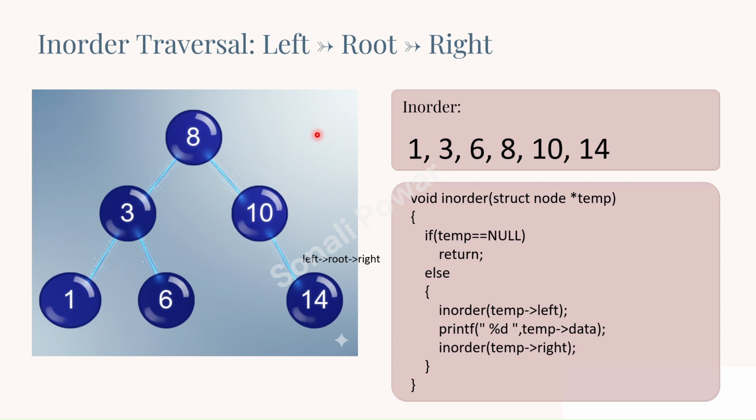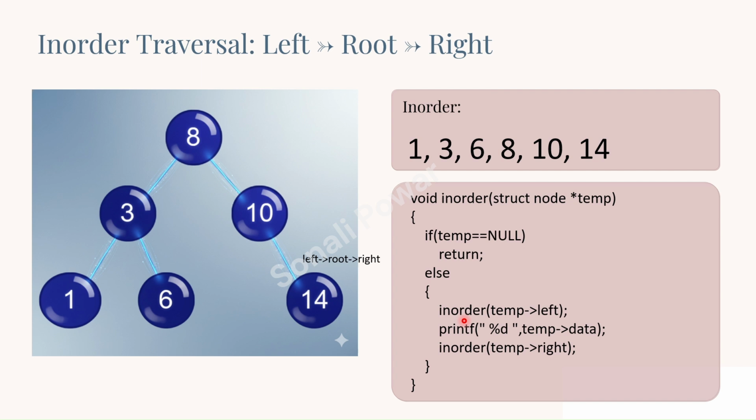Now how can I implement this in-order traversal in the C language? Same as how we have implemented the pre-order with the help of a recursive function. Initially you have to pass the root of this tree to the inorder function. If temp becomes null, at that time it will come out of this recursive function.